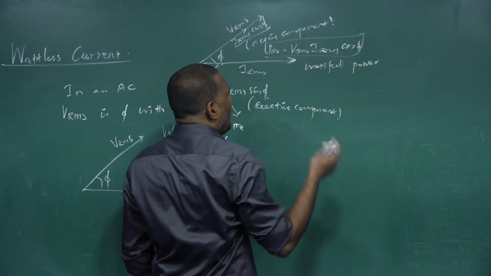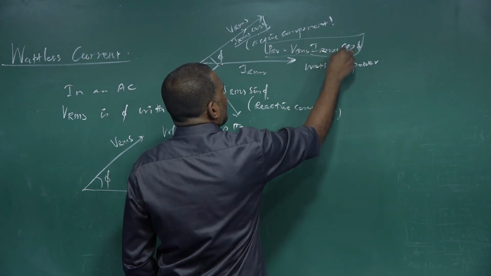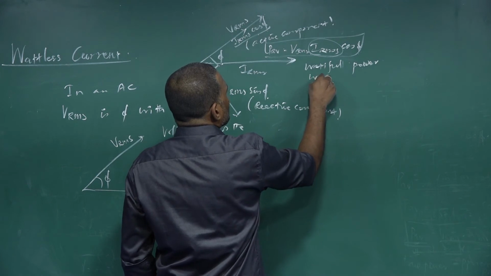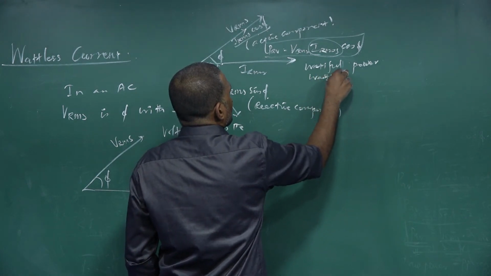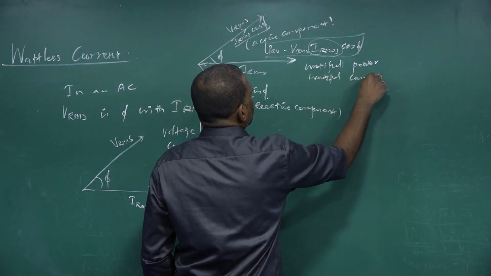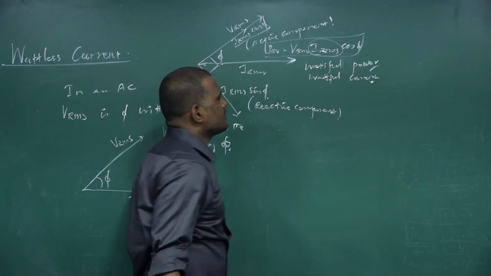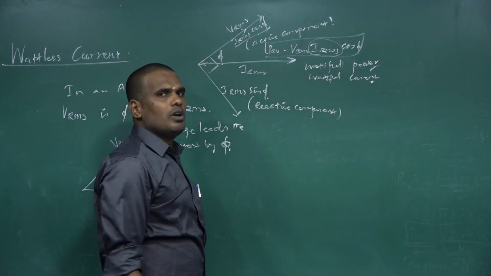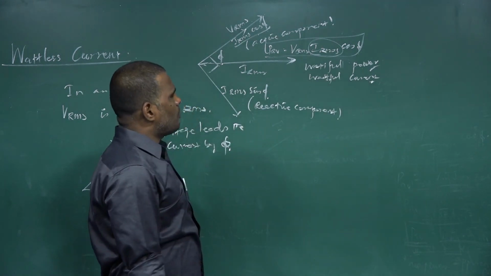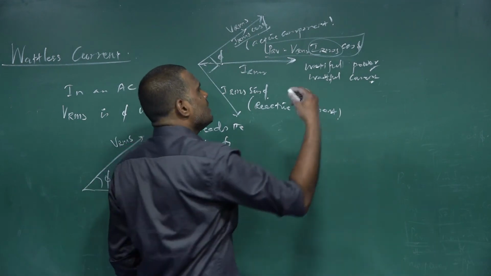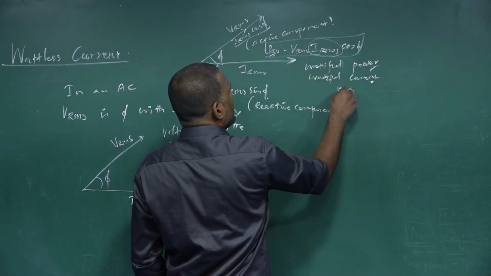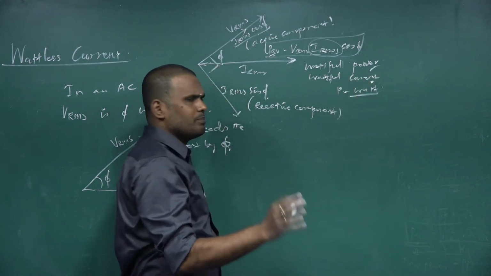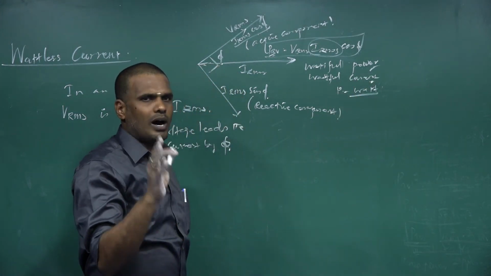Wattful power, or in other words, the current which is responsible for this useful power, is called wattful current. This is wattful power and this one is wattful current. This wattful power or wattful current is generally represented with the letter symbol P, and it is represented with the unit watt. That is simple.